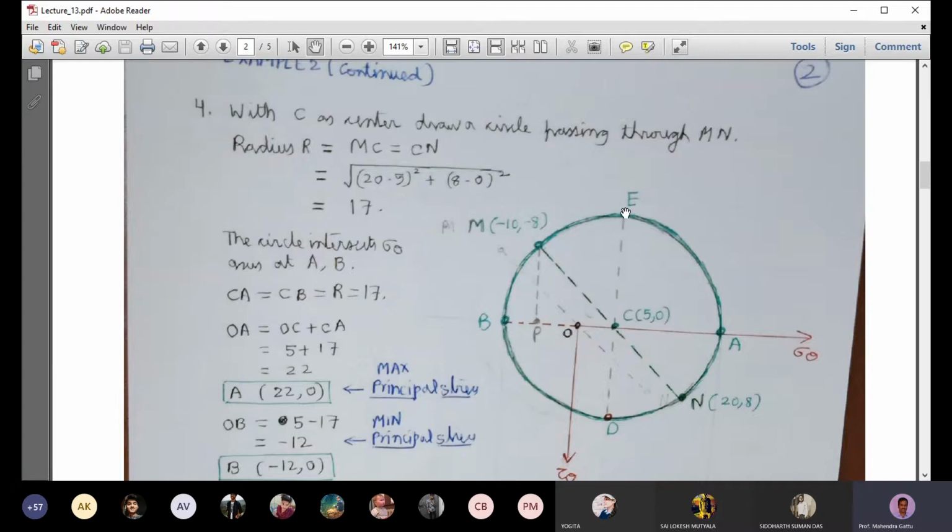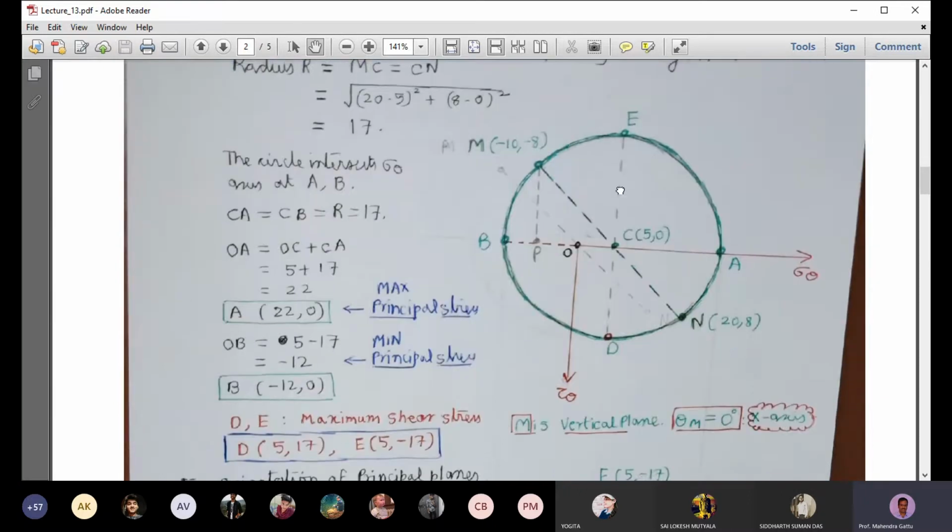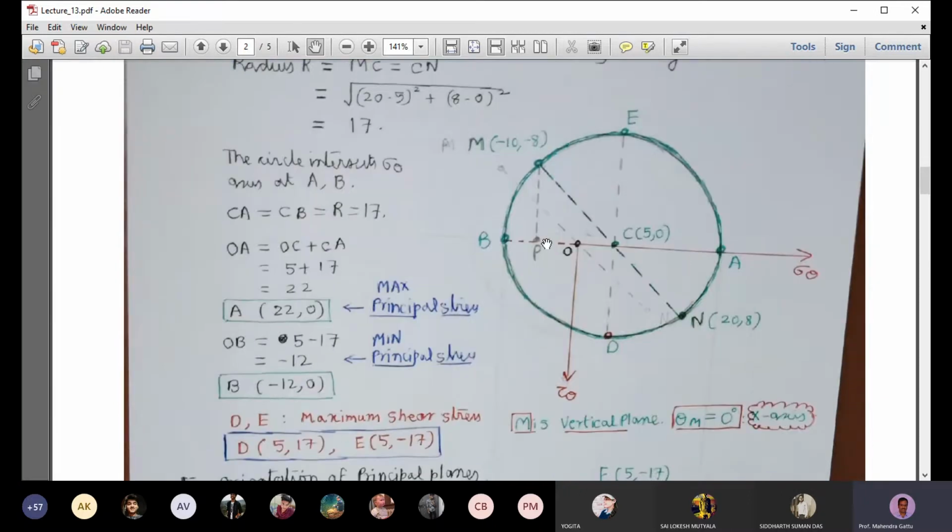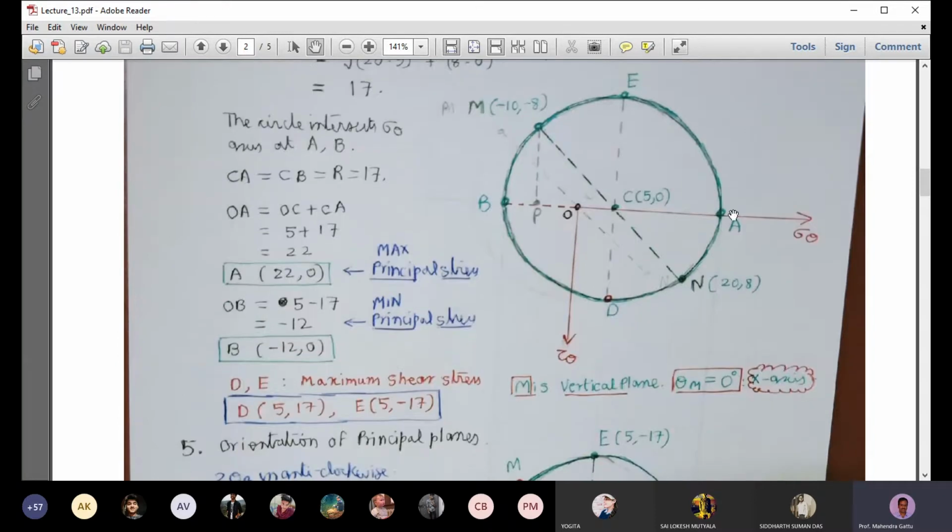The maximum values of tau theta, at absolute values, are occurring at D and E. So we want to find the coordinate of point A and the coordinate of point B. To find the coordinate of point A, we have OA equal to OC plus CA. CA is the radius, and the OC coordinate is 5. So we'll have 5 plus 17, we'll get 22. So this coordinate is 22 comma 0, and it represents the maximum principal stress.